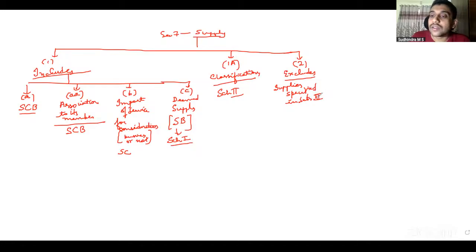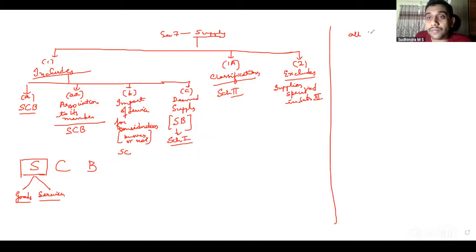So normally, to be considered as supply, we have to satisfy 3 parameters. Correct? Yes, C, B. Yes is supply of goods or services or both. So there we understood it has to be either goods or services or both. We understood the definition of goods and of services. Goods means all kinds of movable property.